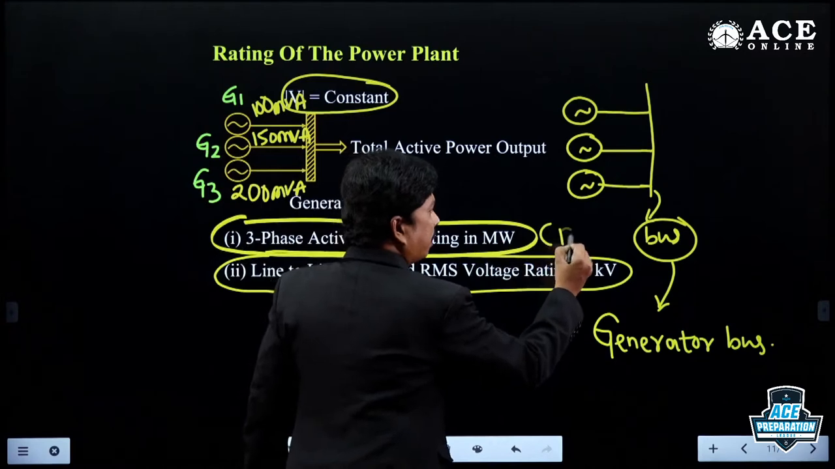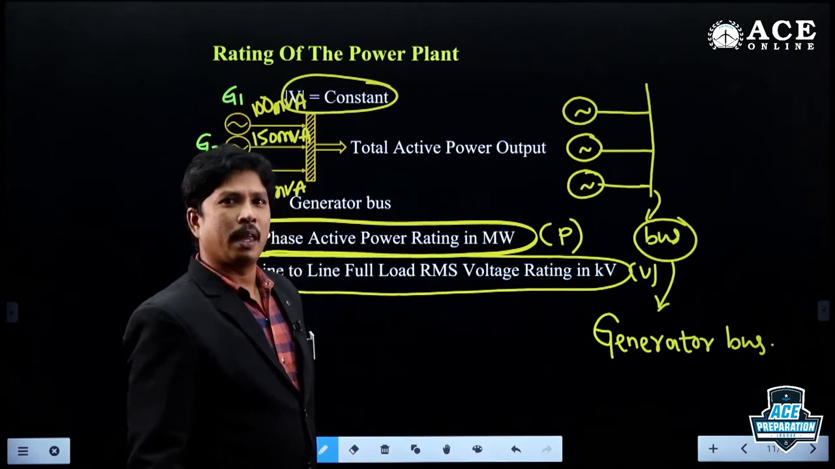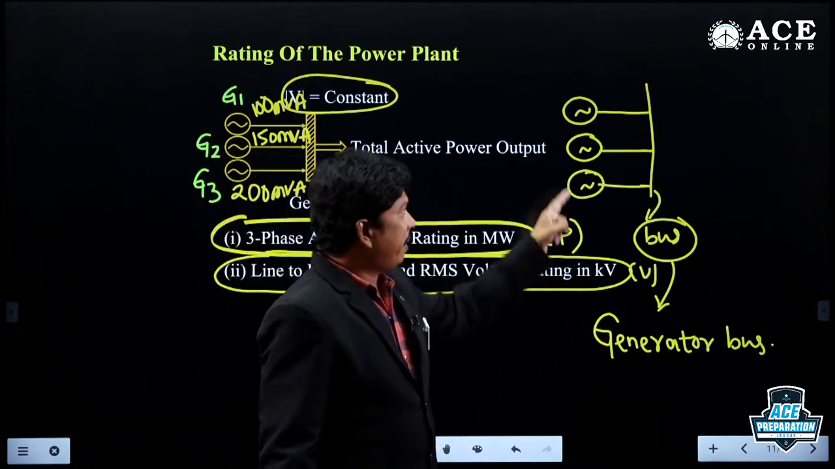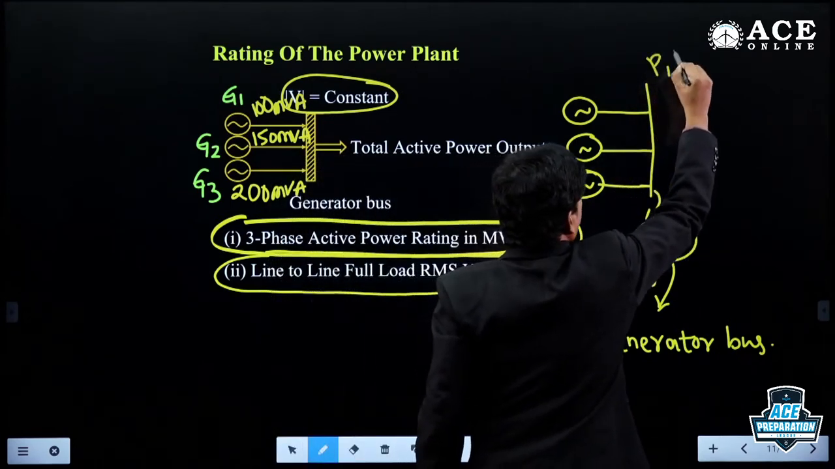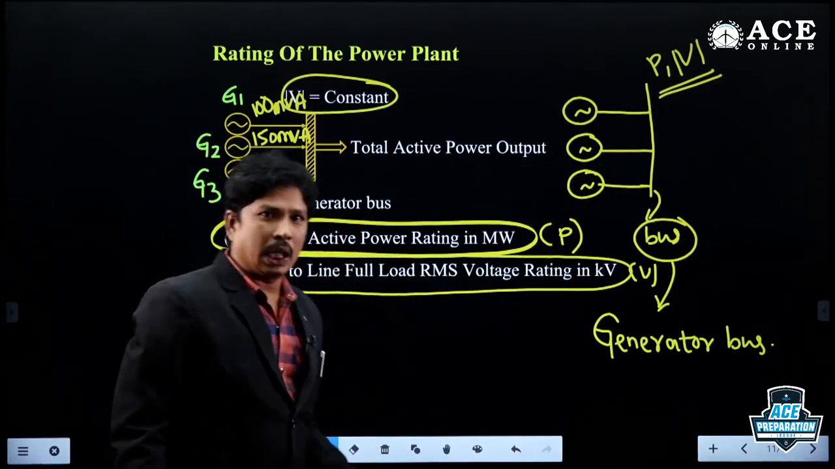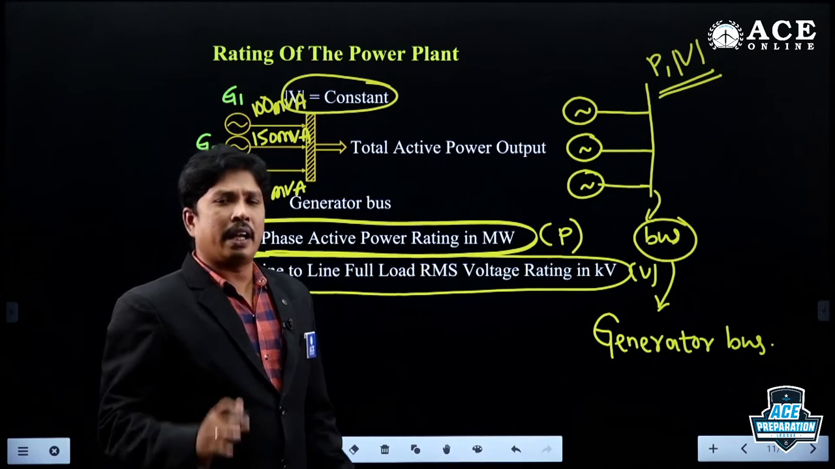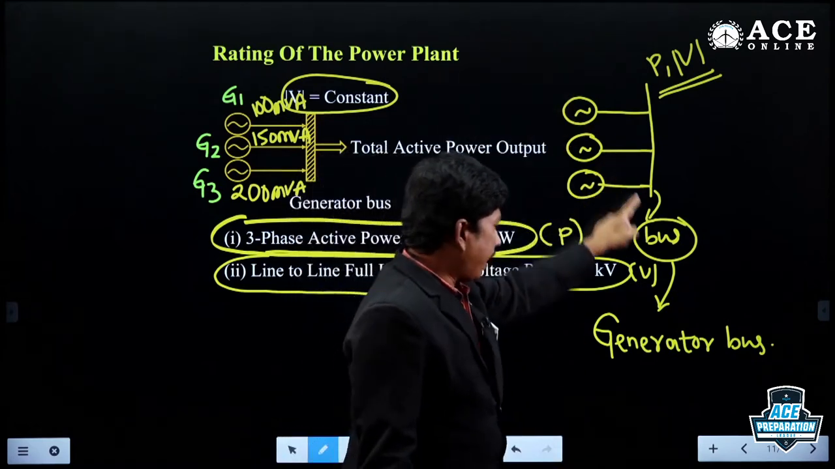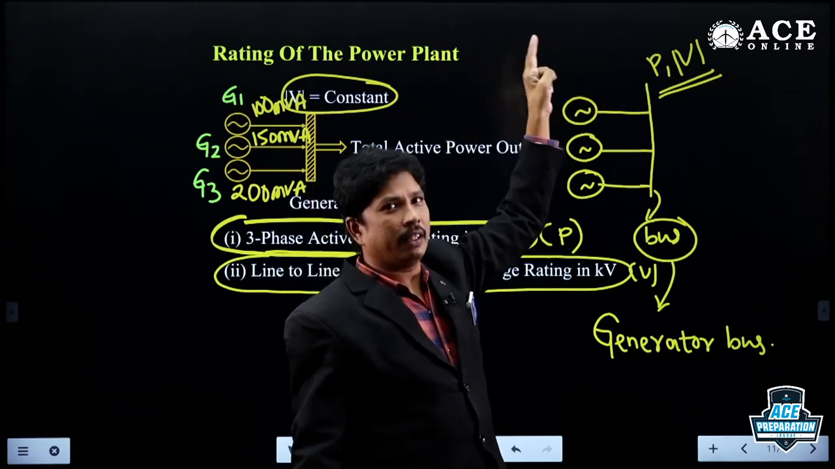They have given the active power value. They have given the voltage magnitude value. Are you getting the point here, students? For a generator bus, where several generators are connected in parallel, the rating itself is giving the P value and the V value, the magnitude of the voltage. It may be 11 kilovolts, or 15 kilovolts, or 33 kilovolts, whatever it may be. So they have given the voltage magnitude value and the three-phase active power value. Therefore, for a generator bus, in the nameplate details itself, they have given the values of P and V.